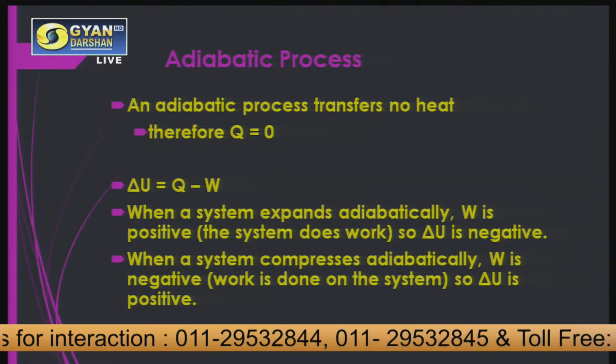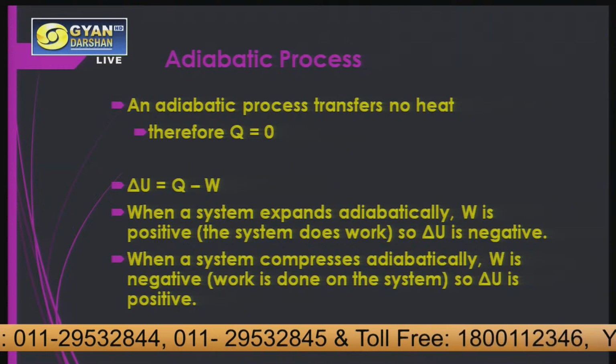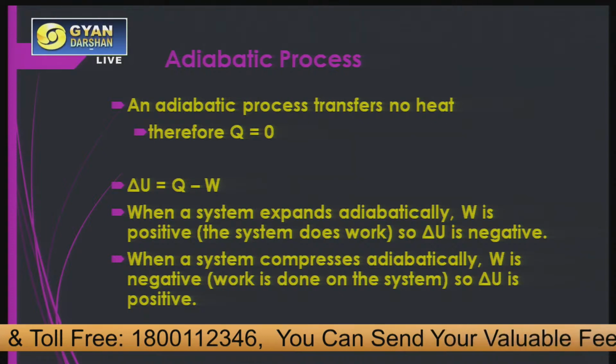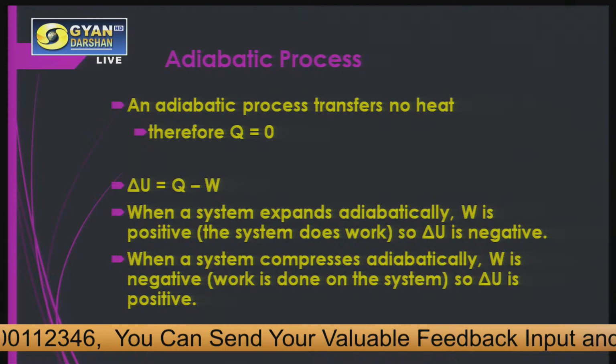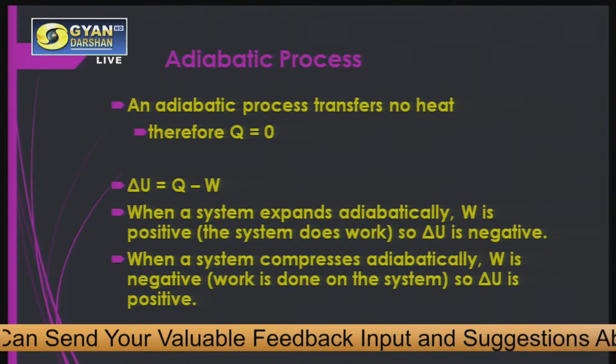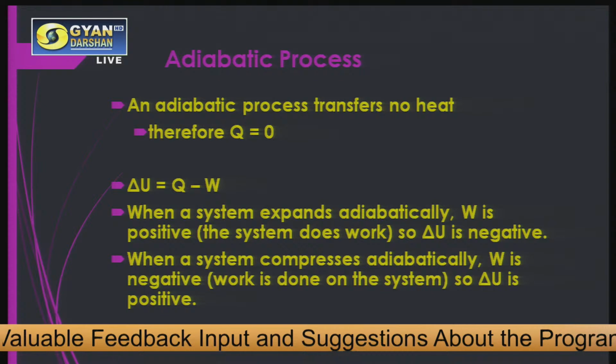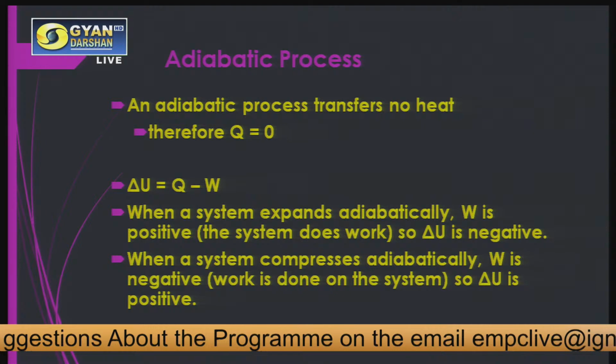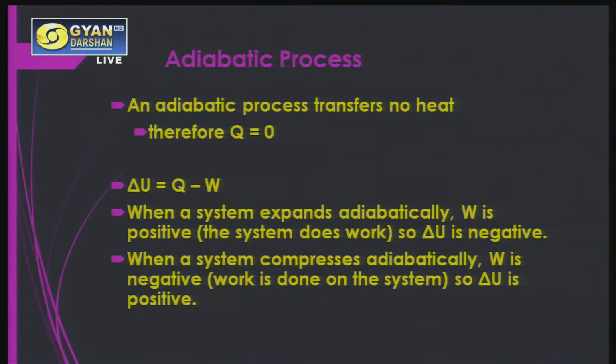So when a system expands adiabatically, W is positive, that means the system does work, so our delta U will be negative. Similarly, when a system compresses adiabatically, W will be negative, that is, work is done on the system. So delta U will be positive, because of the minus W, minus minus will be positive. So delta U is equal to W, and delta U in that case will be positive. This is about the work done or change in internal energy of the adiabatic process.